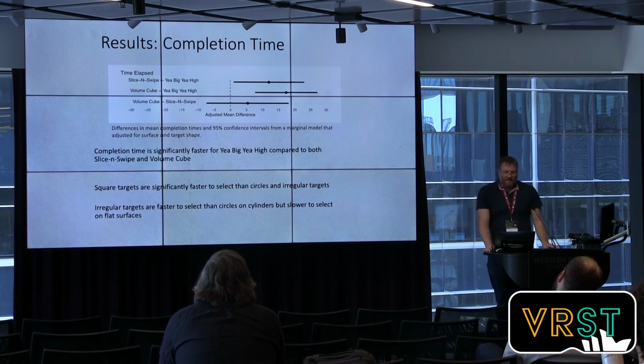There were a few other things to note. Square targets were significantly faster to select than circles and irregular targets. Again, not surprising, right? Both circles and irregular targets needed more selection operations to basically define the edges of the target. Interestingly enough, irregular targets are faster to select than circles on cylinders, but slower on flat surfaces. I'm not quite sure what's going on there, and that needs a little bit further study.